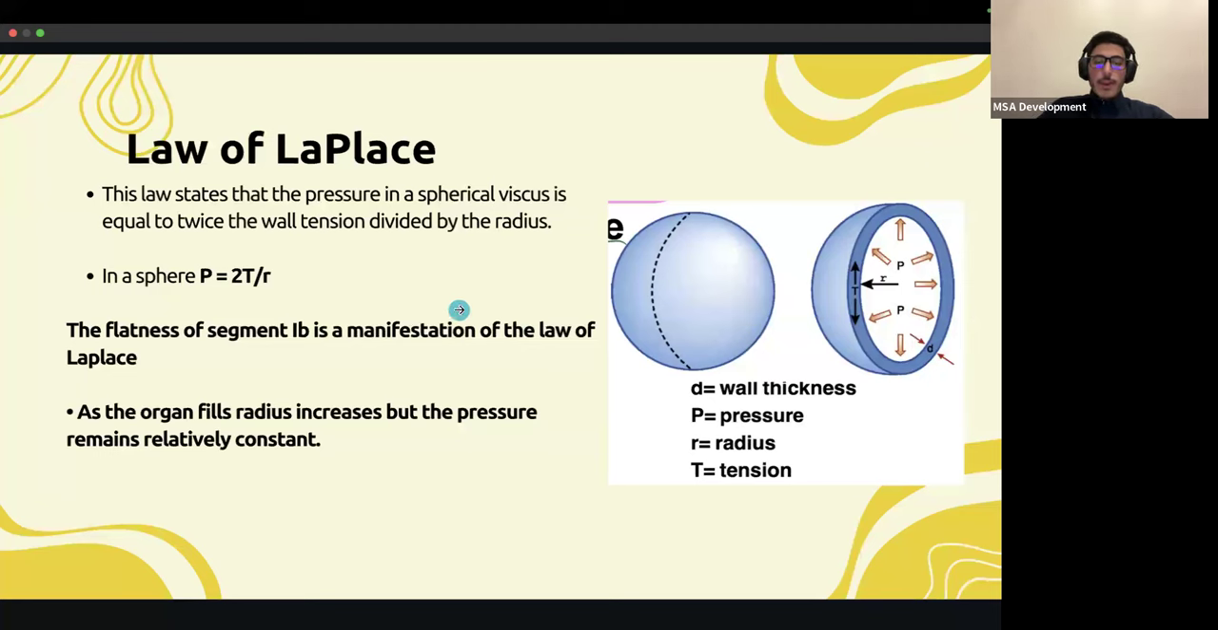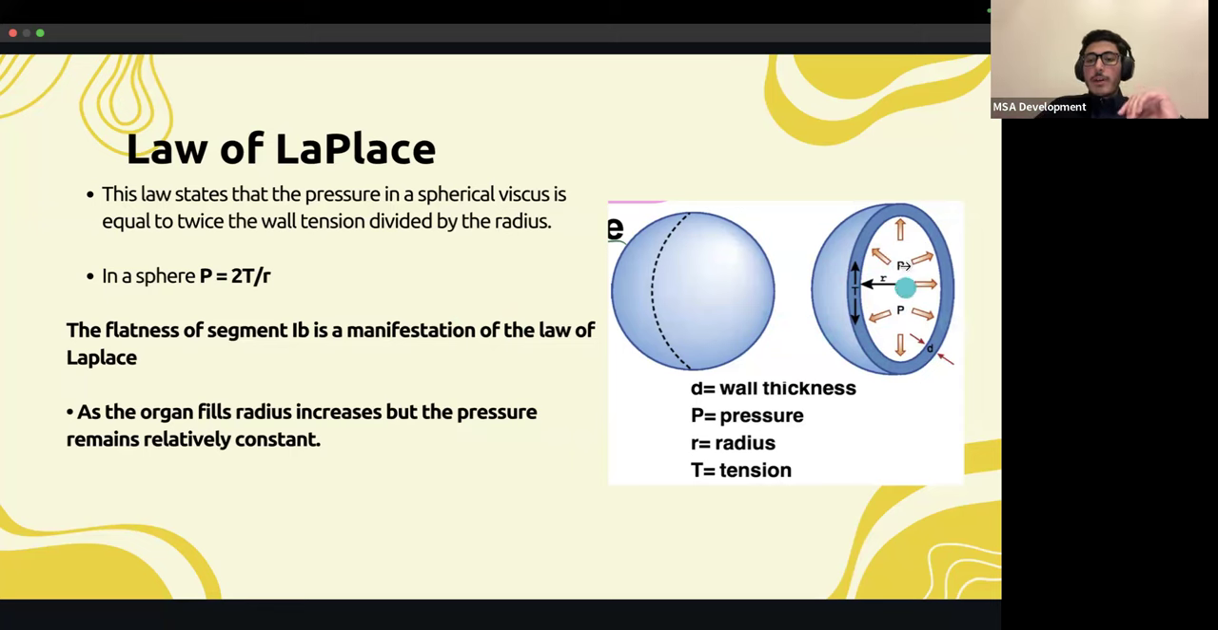It states that whenever we have a sphere or a structure and we expand the walls, and there's a fluid that pushes the walls as shown here, and the radius increases and the volume increases at the same time, the pressure will stay constant. Generally, as much as we add volume to a specific structure, the pressure increases. So as volume increases, pressure increases.